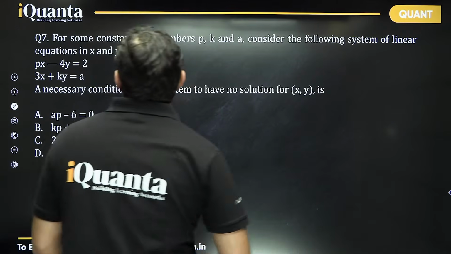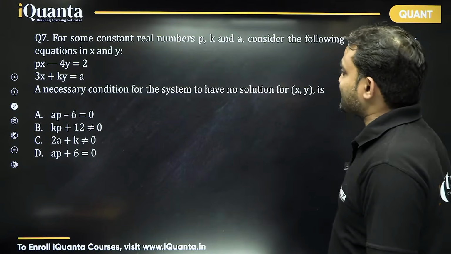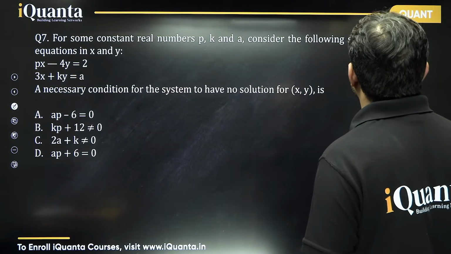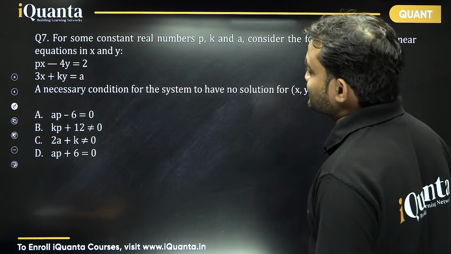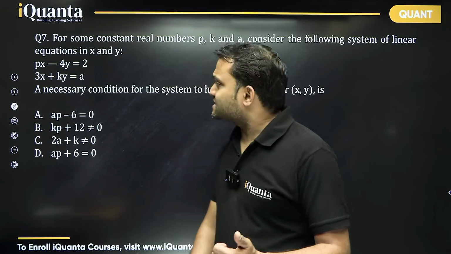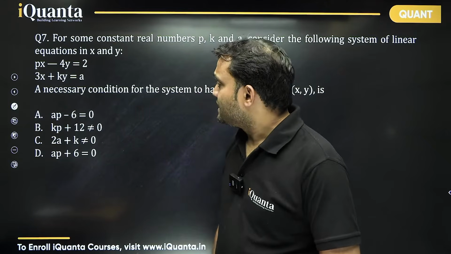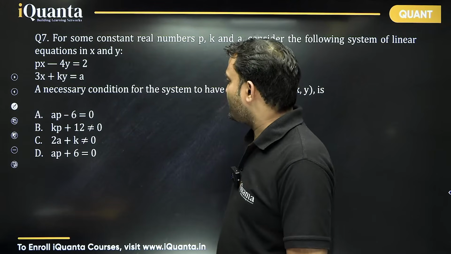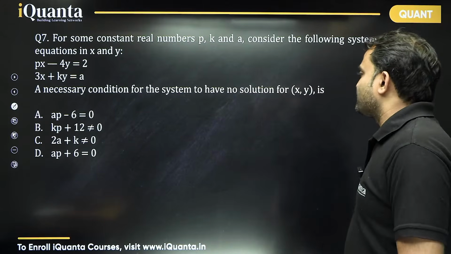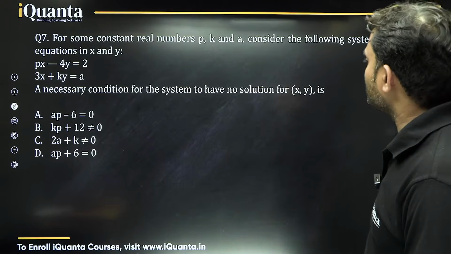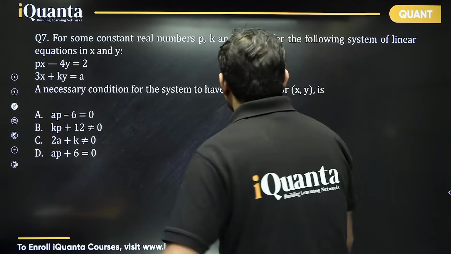Okay. For some constant real numbers p, k and a, consider the following system of linear equations in x and y. Px minus 4y is equal to 2, 3x plus ky is equal to a. A necessary condition for the system to have no solution for xy is, so what do we know?